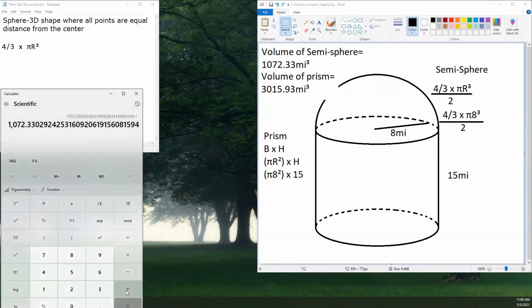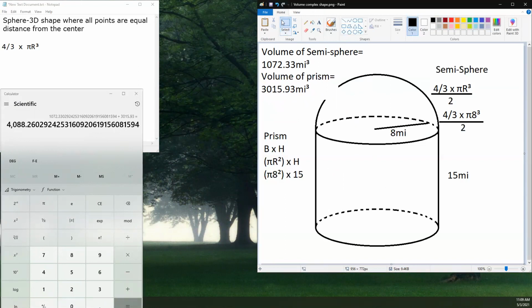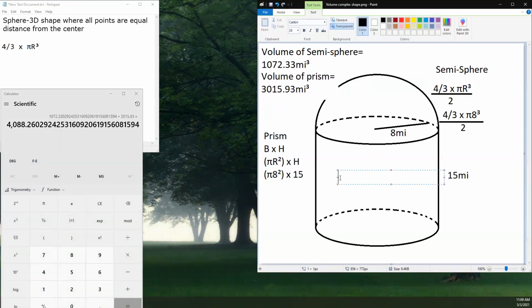So plus 3,015.93 equals. So our final answer after all of that work, total volume equals 4,088.26 miles cubed.